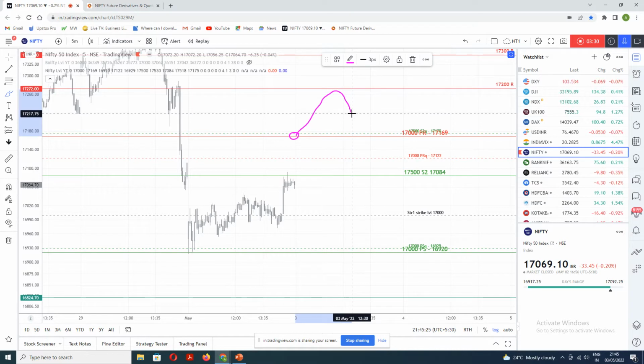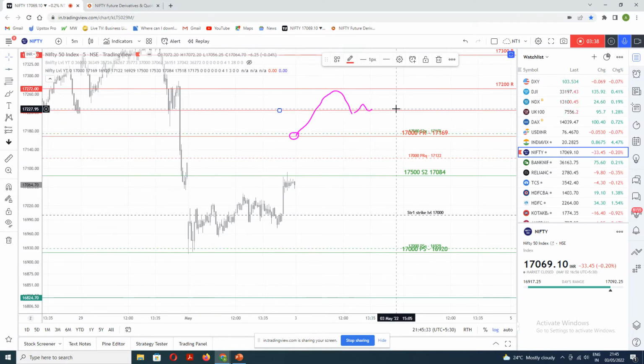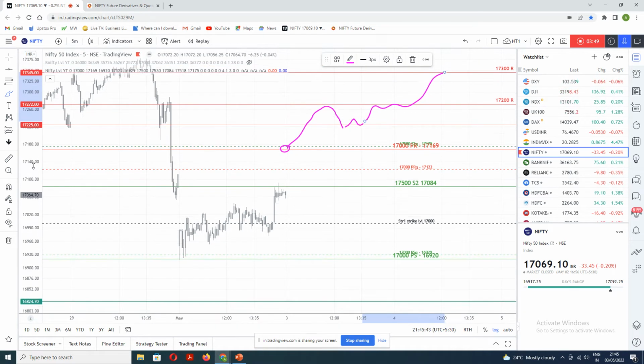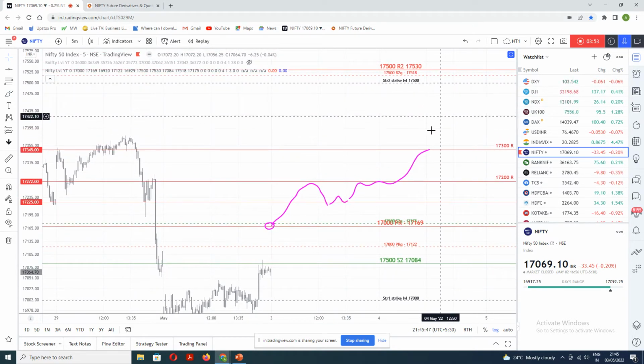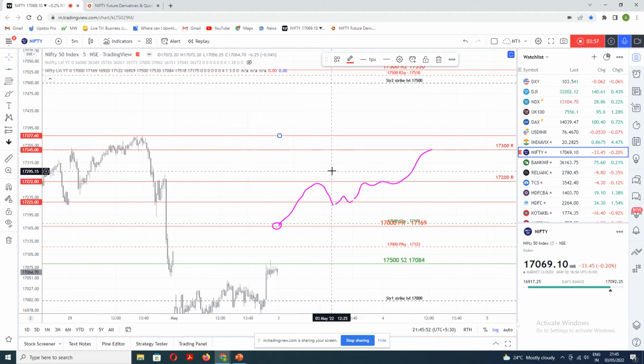Even if there is some resistance here, it may get support over here, as this is the level where it can get support as expected. So if it is getting support over here, then again it will try to break this level and may go up to this level. In maximum, it can go up to this level also. So it is difficult. Before that, there may be a resistance over here.